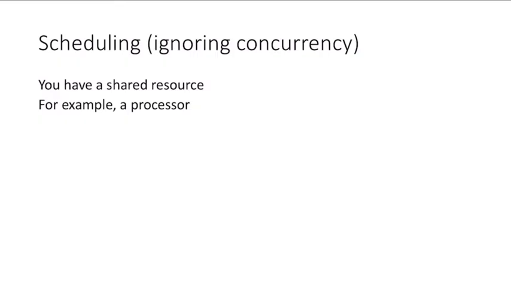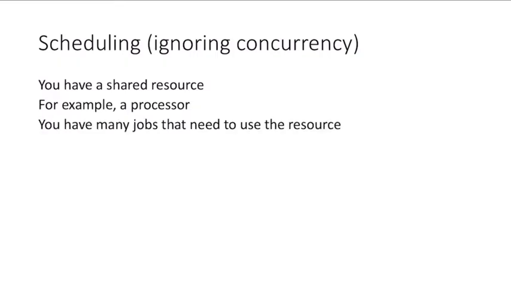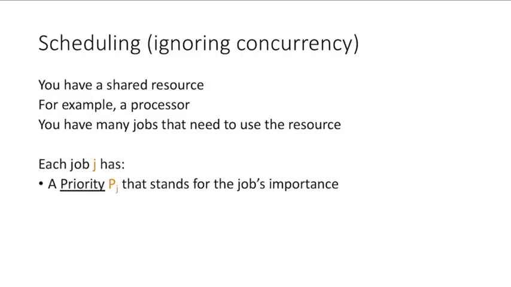So let's say that the shared resource we have is a processor, and we have a list of jobs that need to use the processor. So we want to execute some programs. And each job is going to have a priority, so that's how important the job is. So maybe it's more important to interact with the user or react to the mouse clicks than it is to run something like an audio clip.